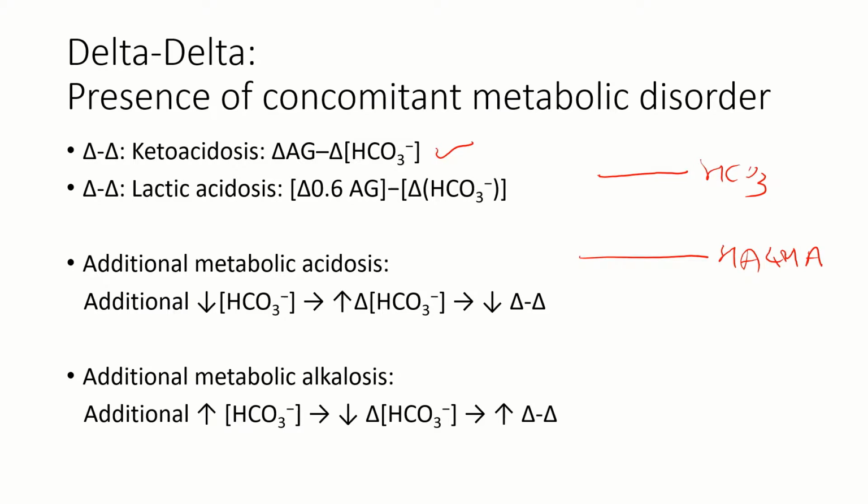Now the opposite is true for metabolic alkalosis, right? So for example, this is the fall in bicarb after high anion gap metabolic acidosis. If there is concomitant metabolic alkalosis present, that means it is going to raise the value of bicarb to somewhere over here. What this is going to do is this is going to decrease the value of delta bicarb, and when this happens, again using the same formula, the delta delta is going to increase.